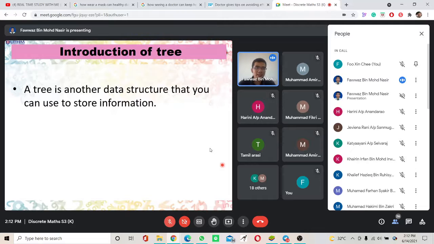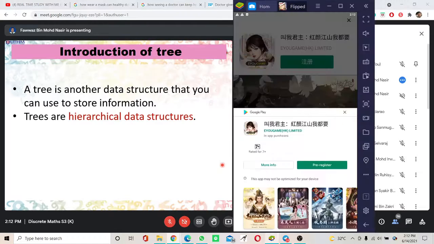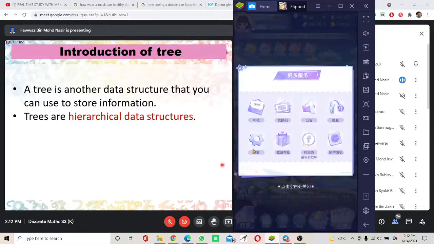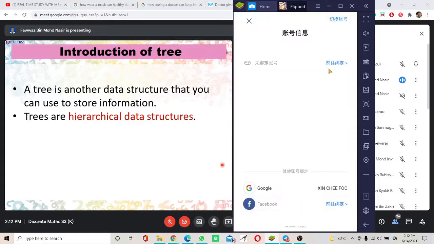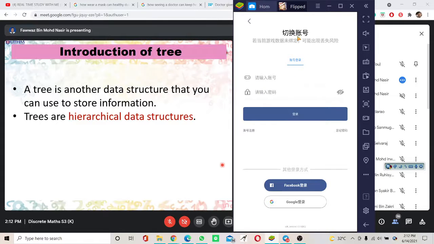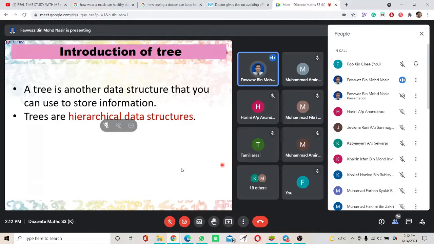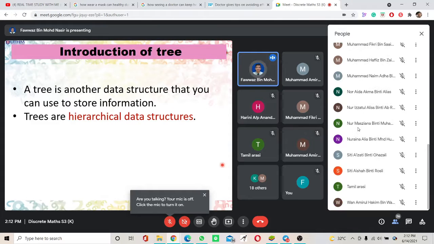So basically a tree is another data structure that you can use to store information. So you can store information at the branches, okay, and at the leaves of the tree. So basically trees are graphs with hierarchical data structure. So actually not all graphs are trees, but all trees are graphs. Okay, so dia ada specific karakteristik yang kita akan tengok nanti yang membolehkan kita categorize any graph or a particular graph as a tree. So dia ada specific karakteristik, okay, yang dia perlu penuhi.